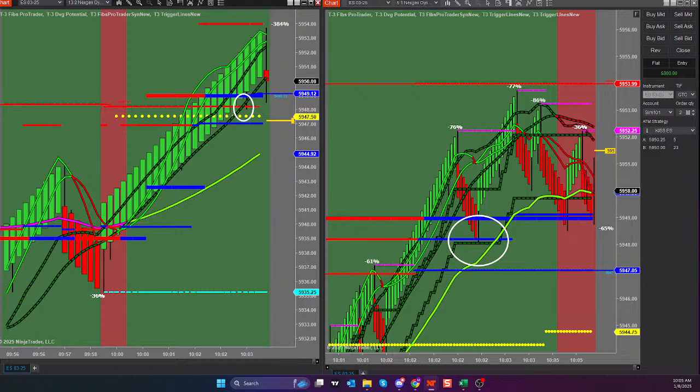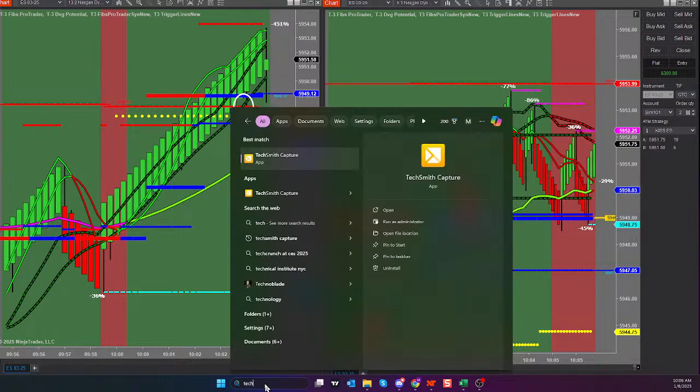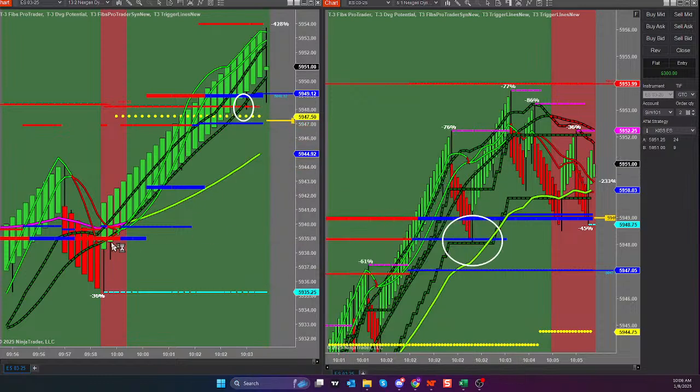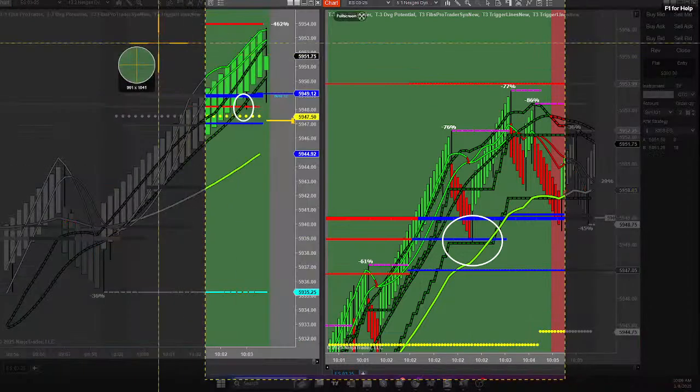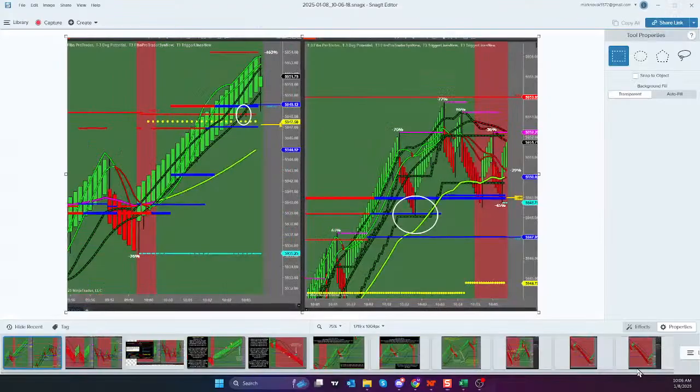Is everybody okay taking pictures? Do me a favor, ladies and gentlemen, brand new people. Go to your search bar and type in tech and open up that TechSmith Capture. Practice taking a picture. Whether you have TechSmith, whether you have Snagit, doesn't matter. I want you to post a picture in the room. And remember, we want to see 2 charts. So make sure you click and drag and get 2 charts.